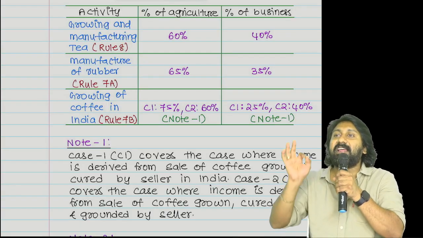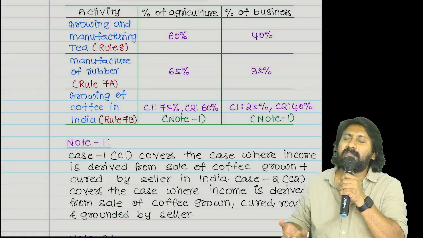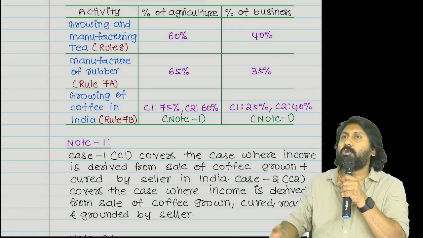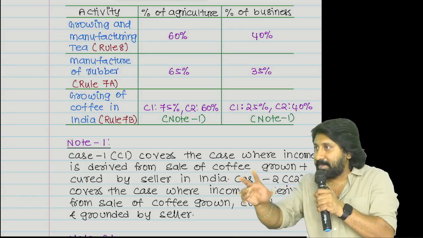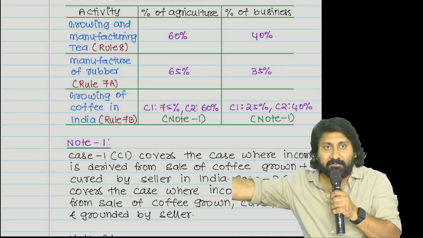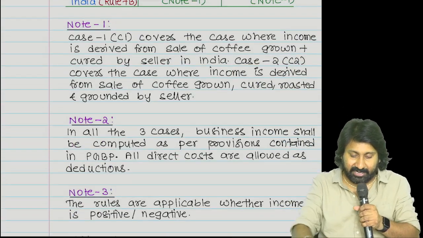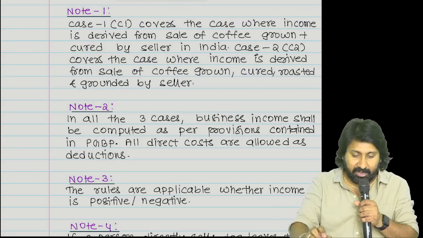Roasting is agricultural or non-agricultural? Chicory mixing is agricultural or non-agricultural? Depending on that mixing and other things, the cost of the final product will be dependent. That's why see what they said. Note 1, 2, 3, I have written clearly.